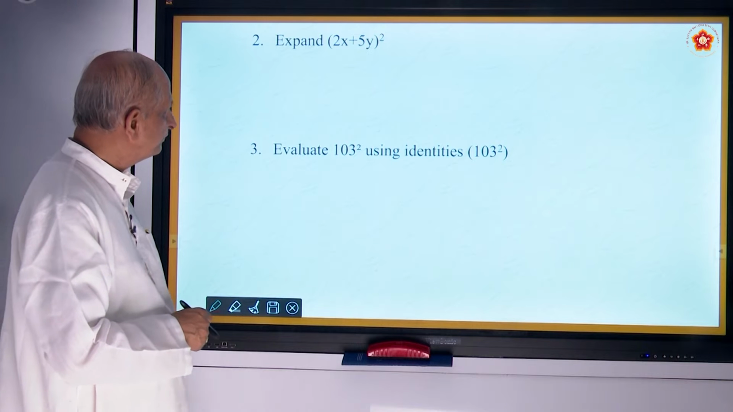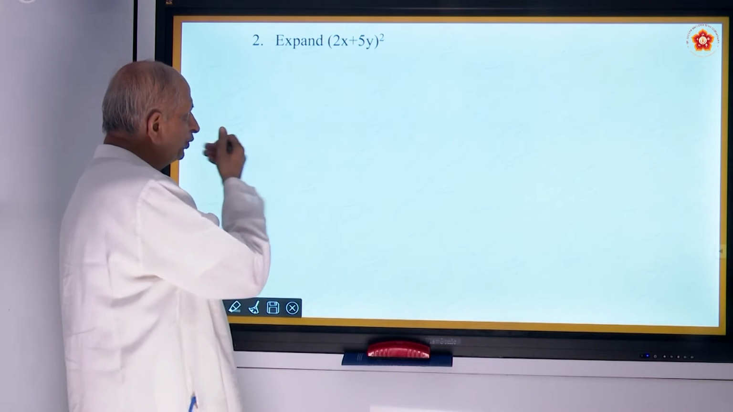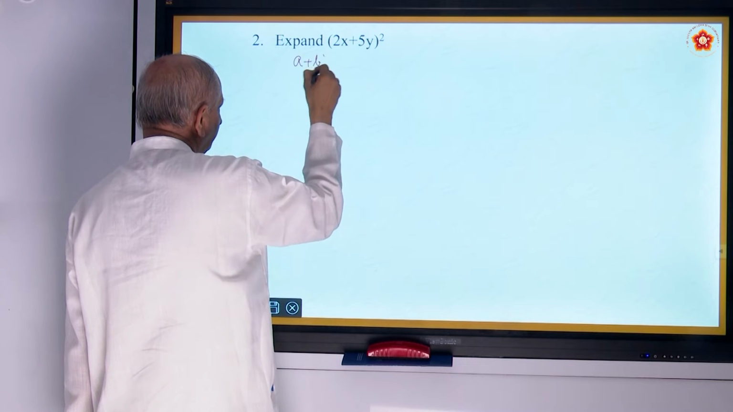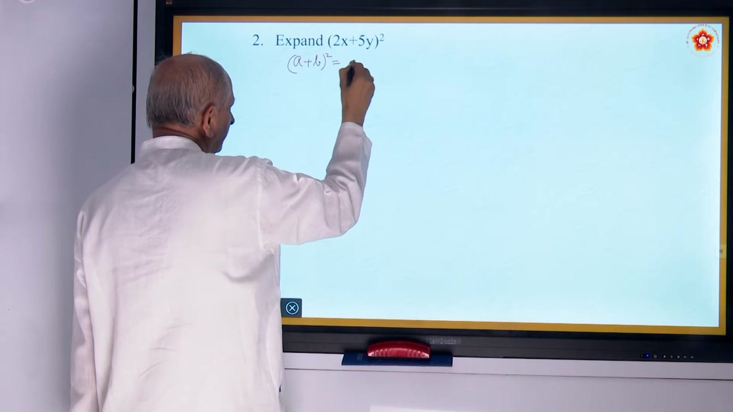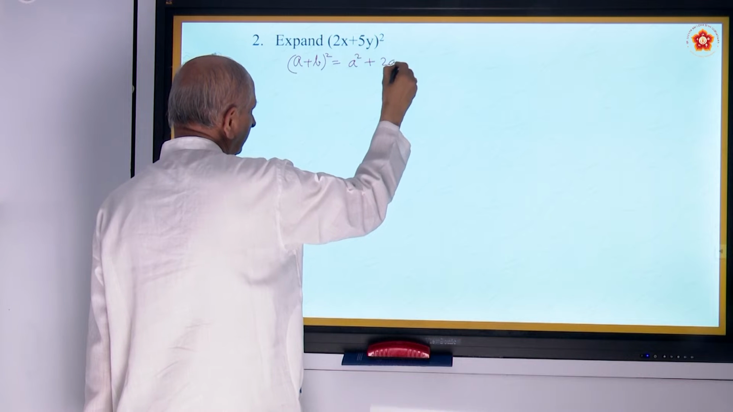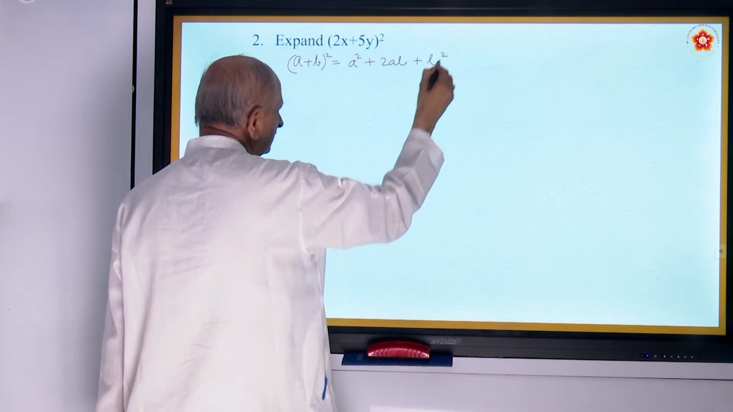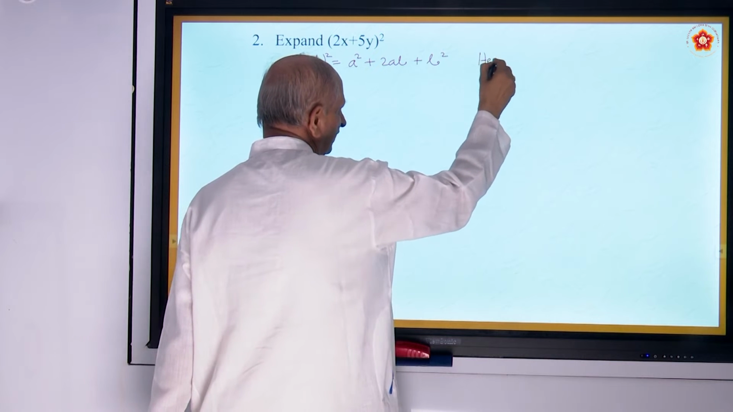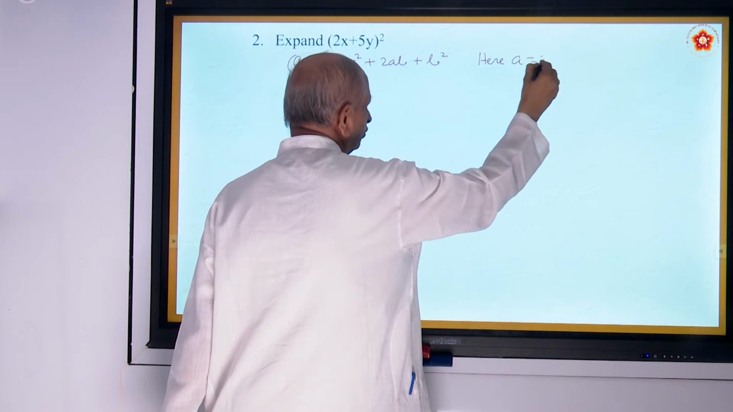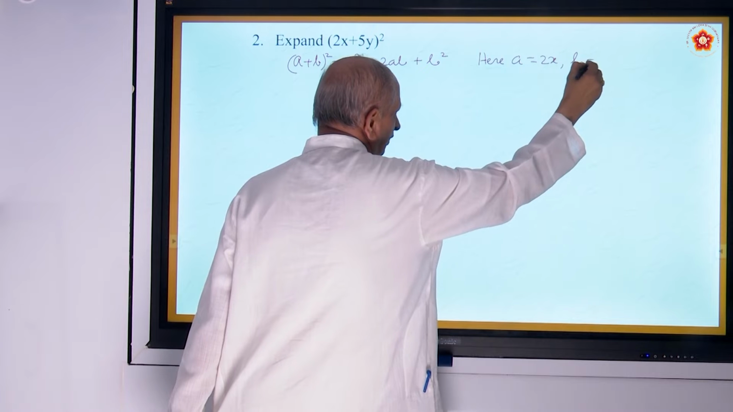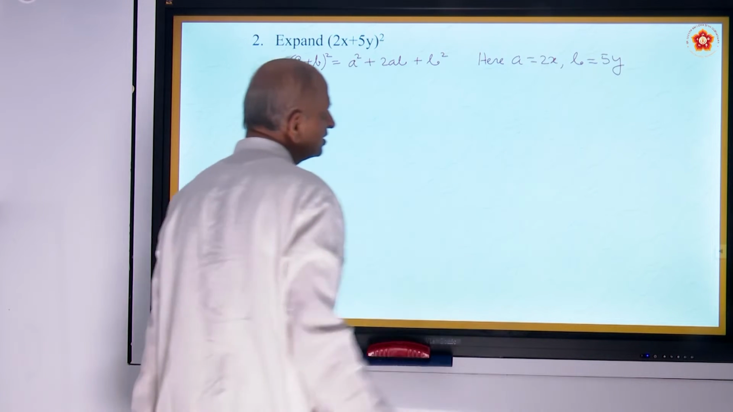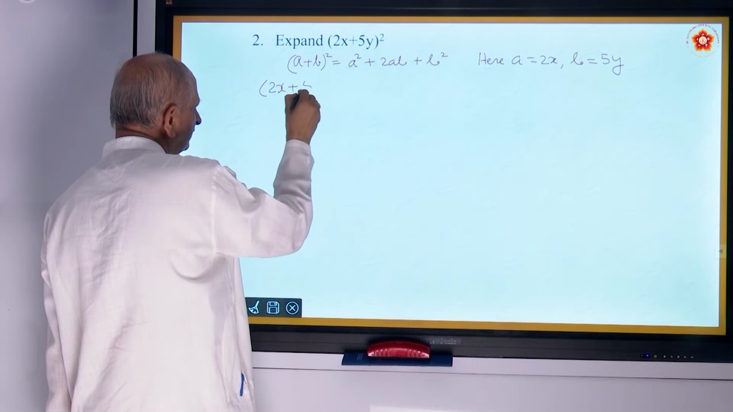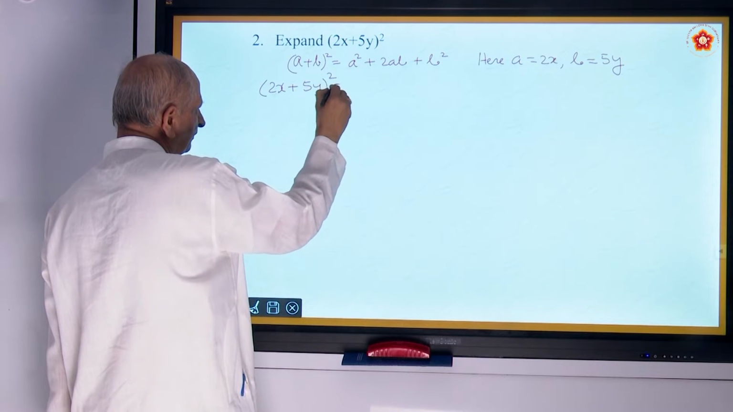Okay? Okay, we'll pass on to the second question. Second question is 2x plus 5y whole square. So identity again, a plus b whole square is equal to a square plus 2ab plus b square. In this identity, what is a? Here a is equal to 2x, b is equal to 5y. Apply it here, 2x plus 5y whole square.